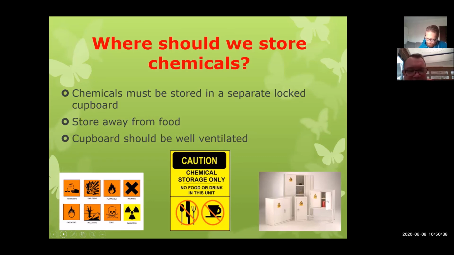Fantastic. If you see on the screen, you see them symbols. You've got 7 orange and black symbols and one yellow and black symbol. Anything that's orange and black is a COSHH item. I've never been in your houses, but if you have a look underneath your kitchen sink or in your bathroom cabinet, I bet you've got COSHH items.